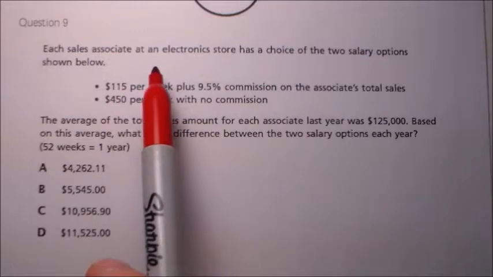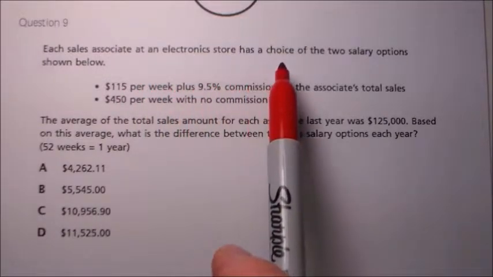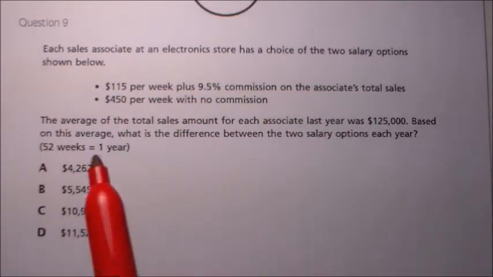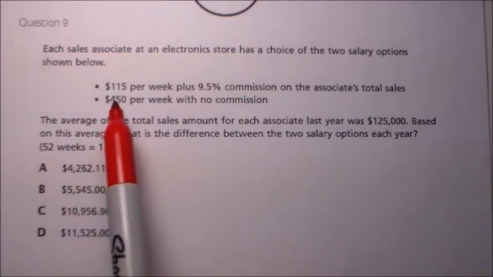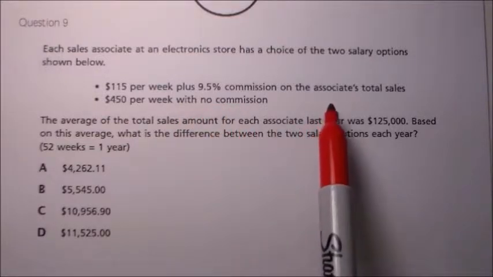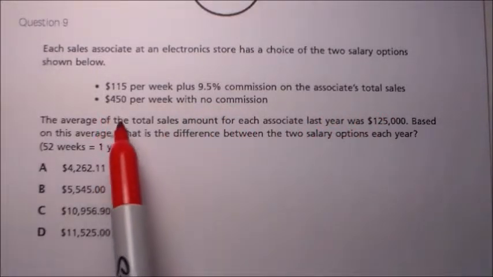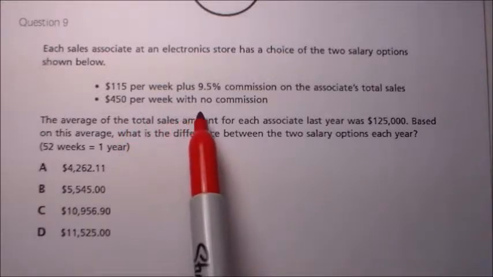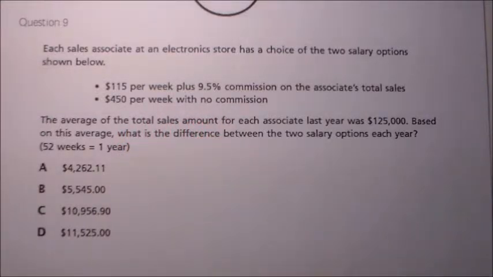Each sales associate at an electronics store has a choice of the two salary options shown below. $115 per week plus 9% commission on the associate's total sales, or $450 per week with no commission. The average of the total sales amount for each associate last year was $125,000. Based on this average, what is the difference between the two salary options each year? And there's 52 weeks in 1 year.